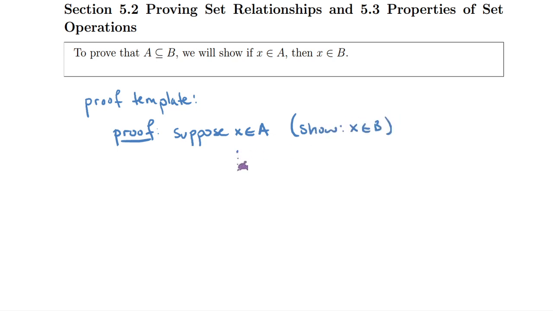So at this point, you might use some properties or some other conditions that you know about A, some restrictions, and eventually you'd be able to get that X is an element of B. So that's our basic template for this.